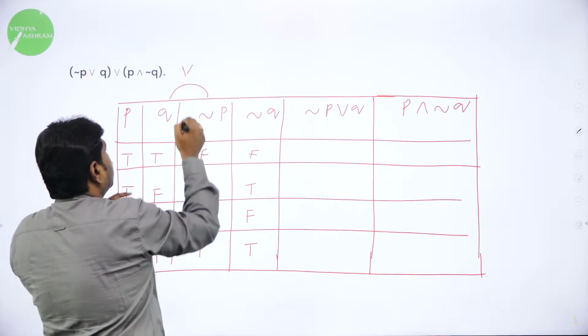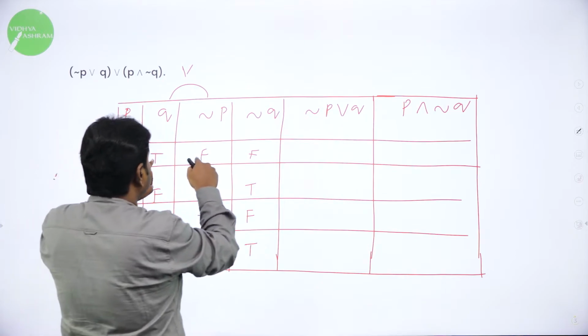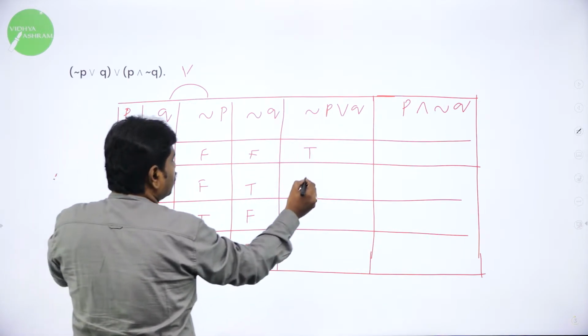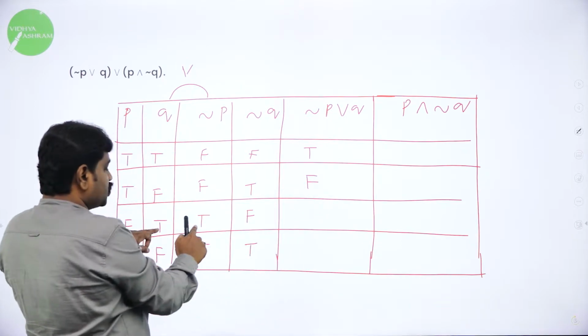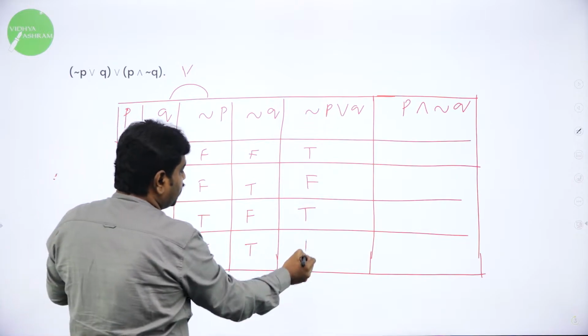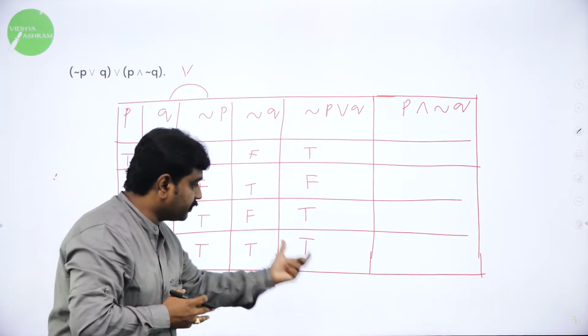So we have to do OR operation for these two. OR means what? If any one is true, result is true. So out of true false, one is true, so result is true. Out of these two, both are false, so result is false. Here out of these two, both are true, so result is true. So if any one is true, result will become true because we are doing OR. I hope all of you understood this column.